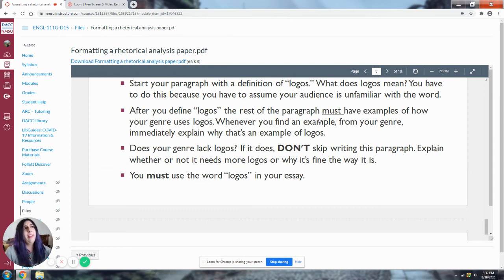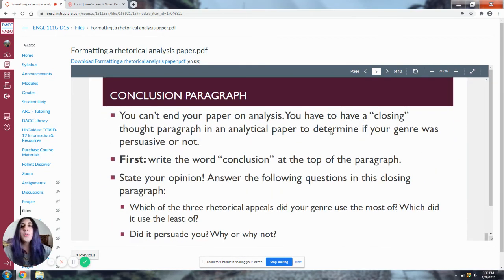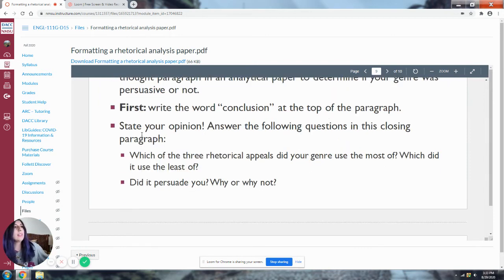So you don't want your essay to end there because your audience will read that and think, okay, wow, that came to an abrupt stop. So you need some kind of closing paragraph. You can title it conclusion as well as a section heading, but this is where you can state your opinion if you want. You can say, this genre persuaded me personally because, and you state why.